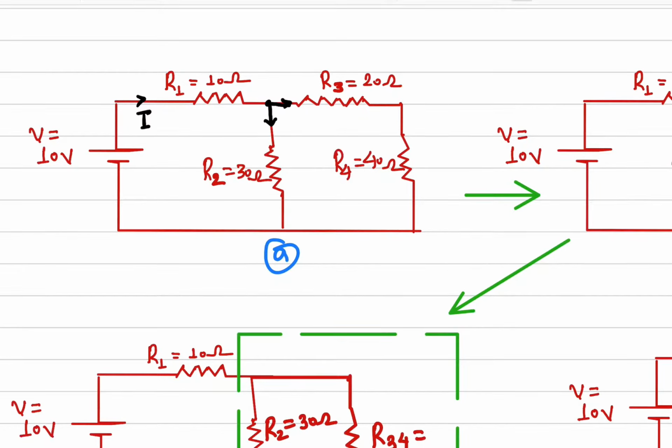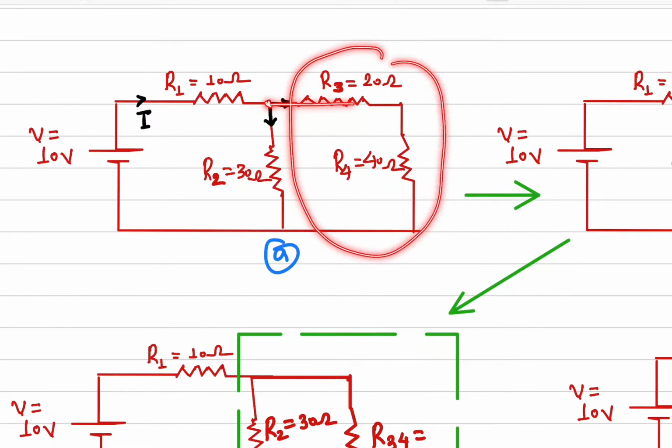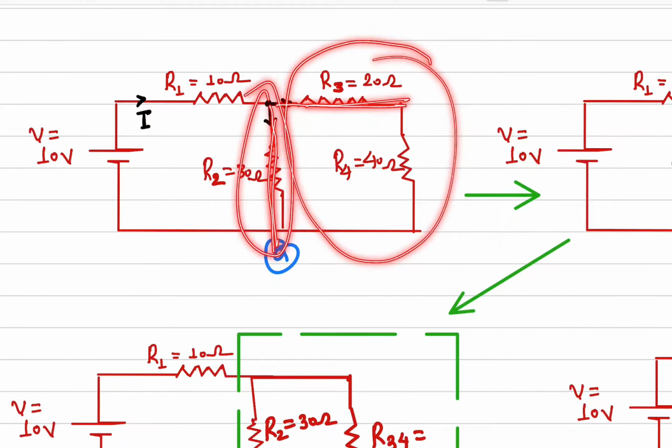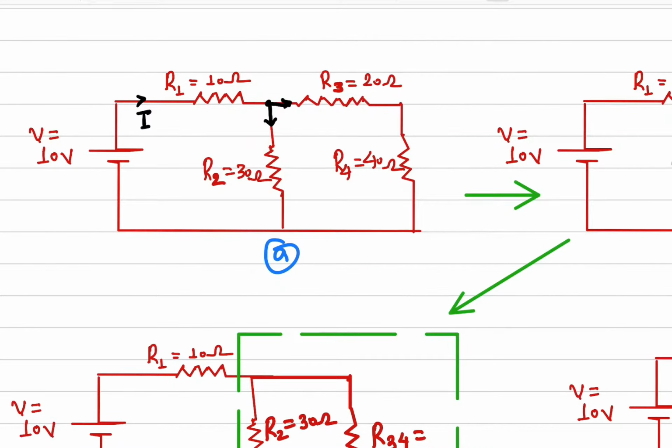As the path has now divided up, this entire combination and this combination must be in parallel configuration. So at this junction, the current is dividing up. That means this entire unit and this unit must be in parallel combination, because in parallel combination the current divides up.